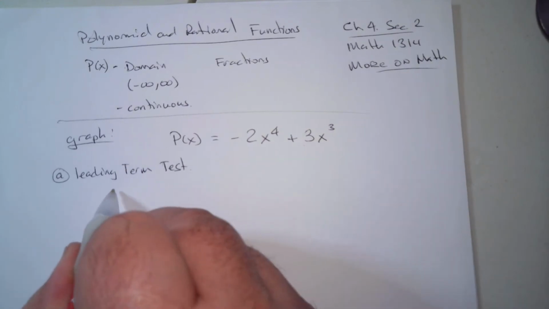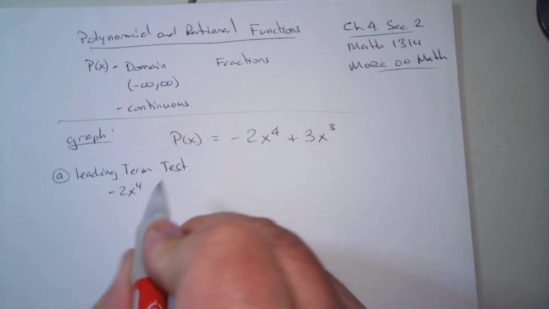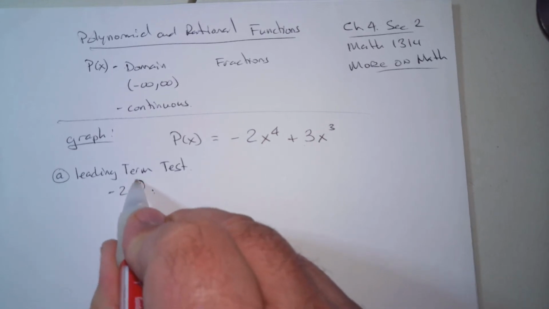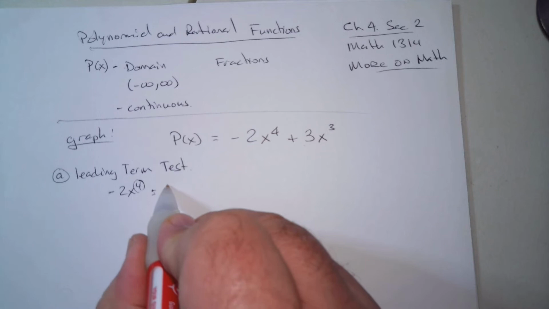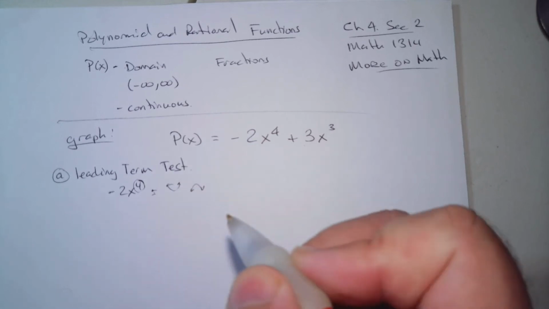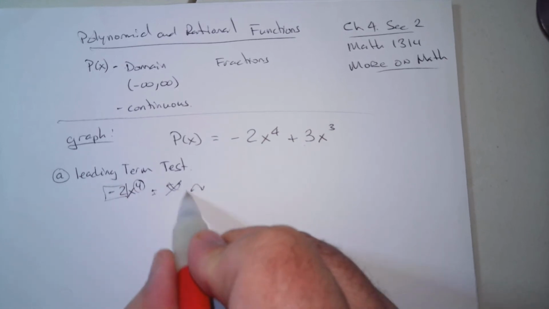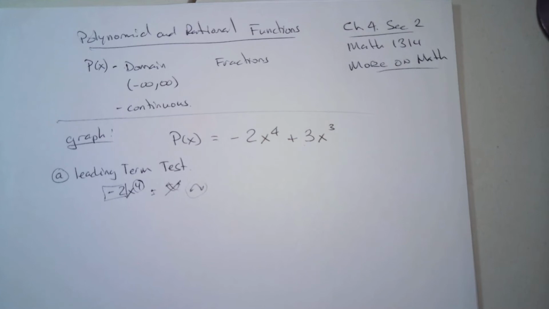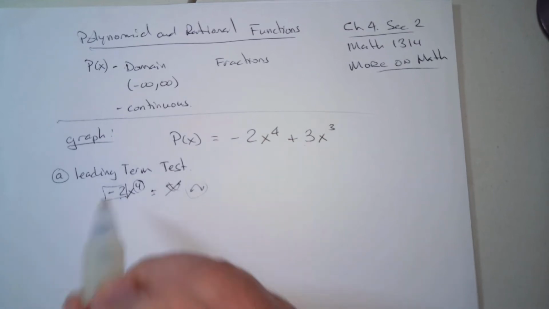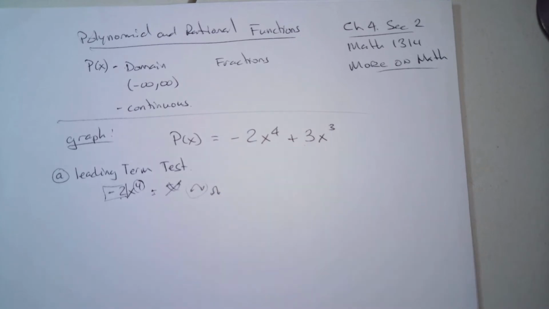So it tells us negative 2x to the fourth. It's a fourth order equation. Degree is 4, so both ends point the same direction. Since it's negative, we know it points down. And since it's 2, that means it's pretty skinny.